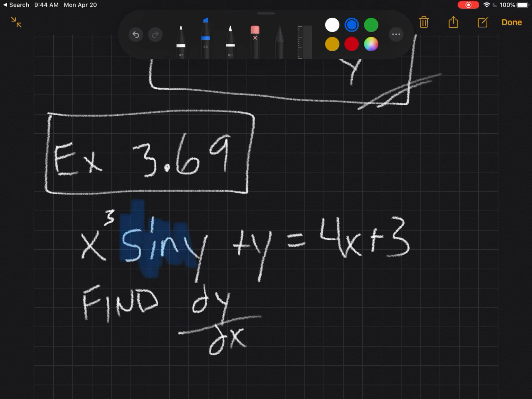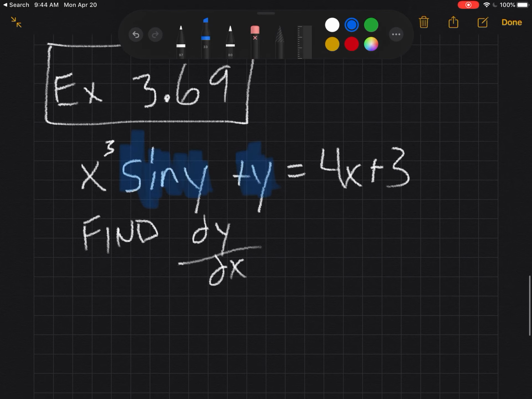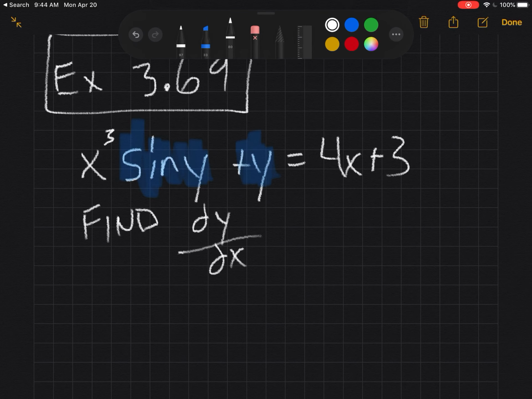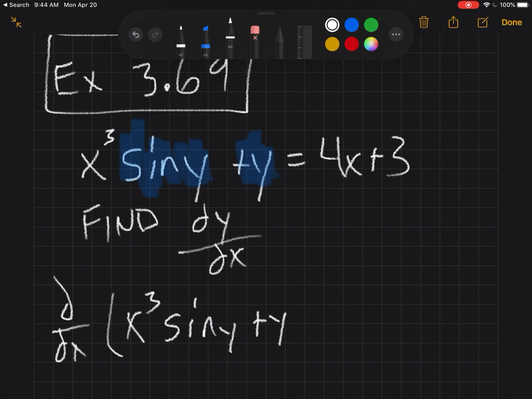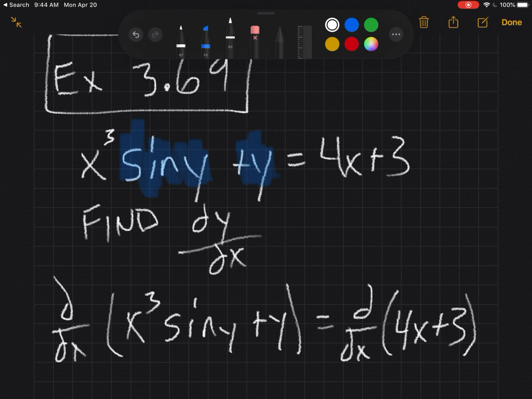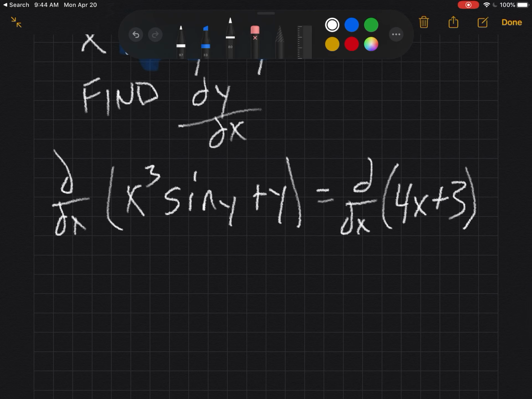So we have this function, x cubed sine y plus y equals 4x plus 3, and we want to find the derivative of y with respect to x. This is, I think, a better example because look at what we have going on with y here. It's inside the sine function and then outside here. There's no way to solve this neatly for y, but we still want to know the derivative. So this is a way that we can find the derivative without solving neatly for y.